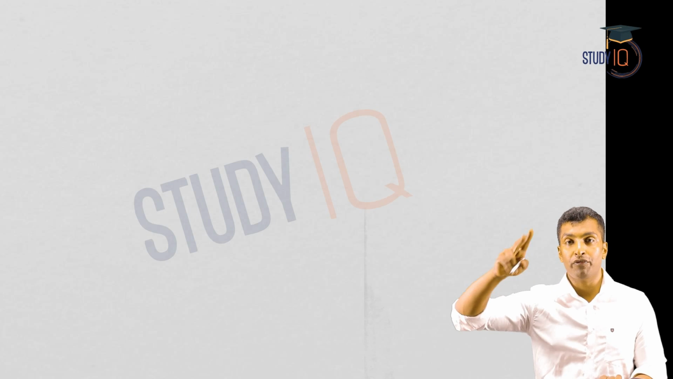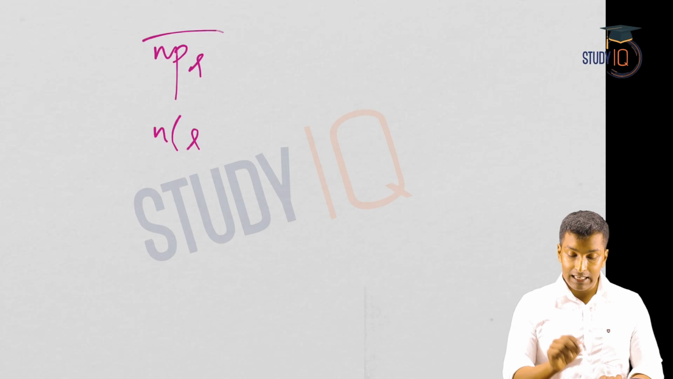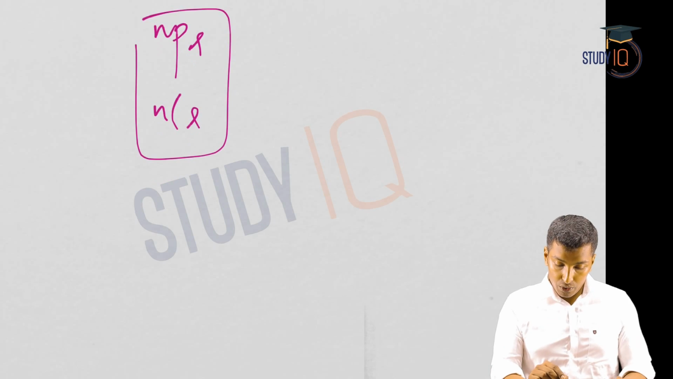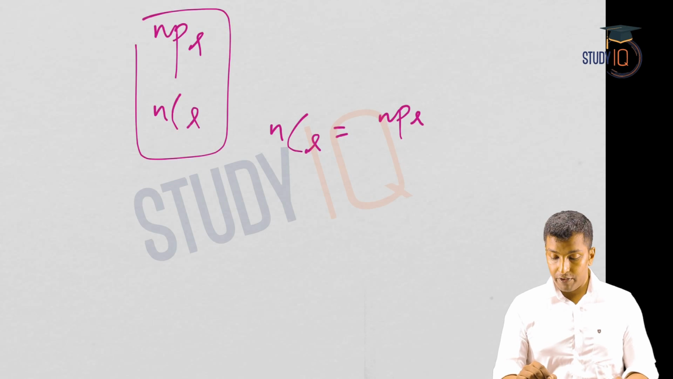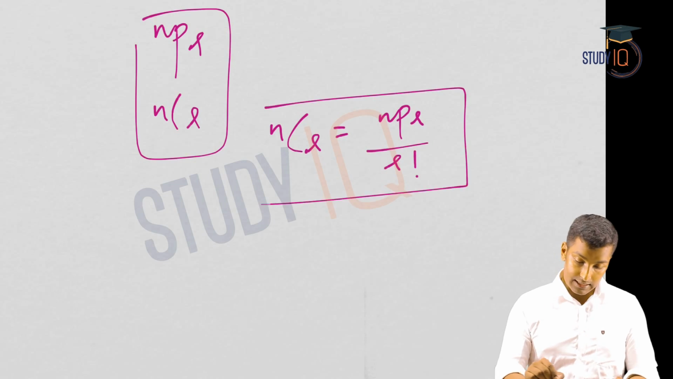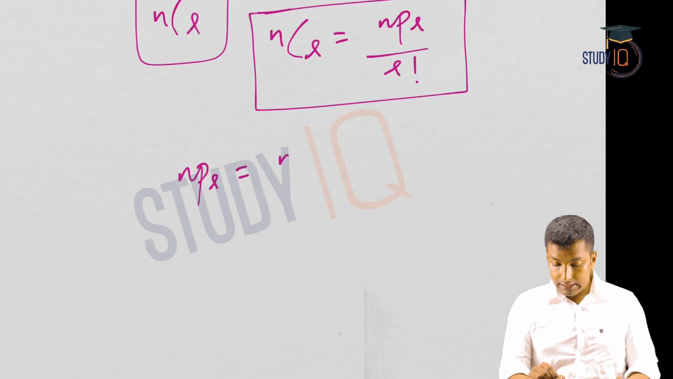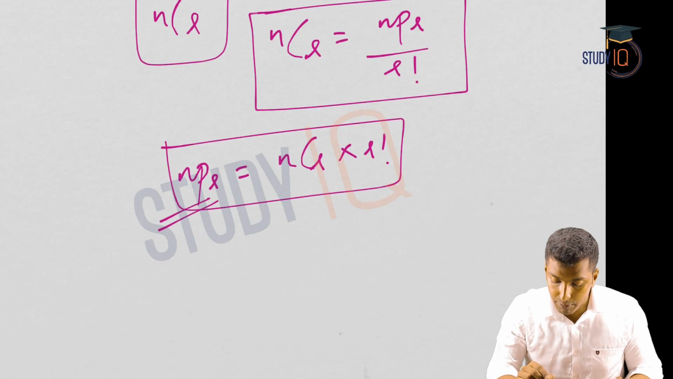Arrangement or permutation of n distinct items taken R at a time, we know that is NPR. Selection from n items, that is NCR. What is the relation between these two is what we need to find out now. You all know NCR is equal to NPR divided by R factorial, right? This is the relation. Or NPR is equal to NCR into R factorial. So arrangement is equal to first you select, then arrange among themselves.